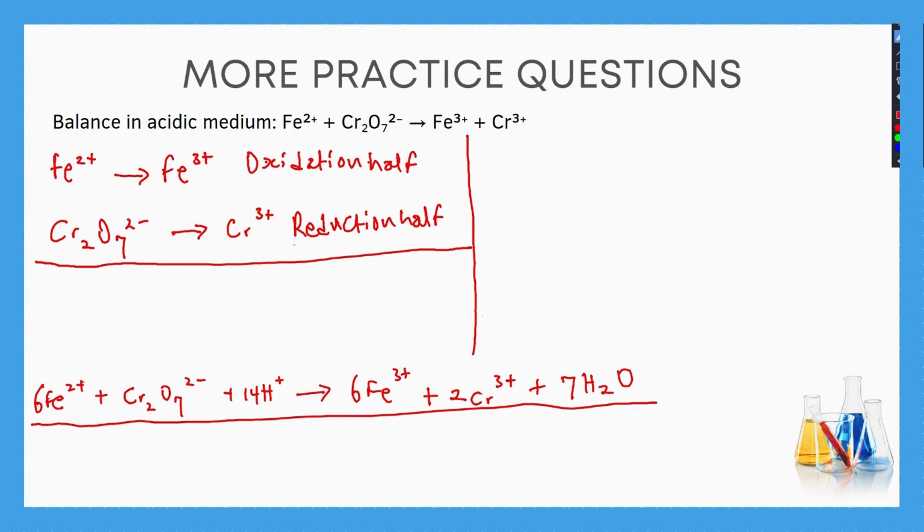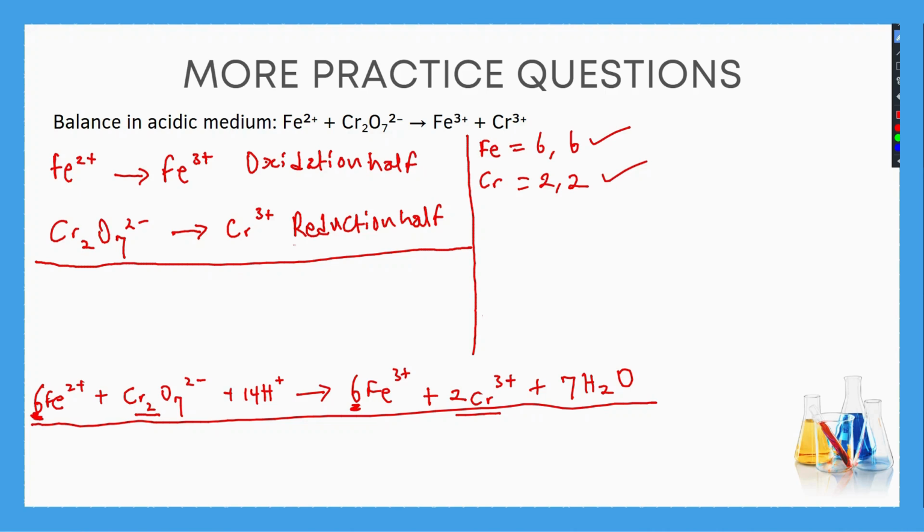All right, now, to check if charges are balanced and to check if atoms are balanced, the first atom we have is iron. On the left-hand side, you can see we have 6 atoms of iron, and on the right-hand side we have 6 atoms of iron as well. So 6 left, 6 right makes iron balanced. The next element is chromium, or Cr. On the left-hand side, we have 2 atoms of chromium, and on the right-hand side, the same thing: 2 atoms of chromium. So chromium is balanced.